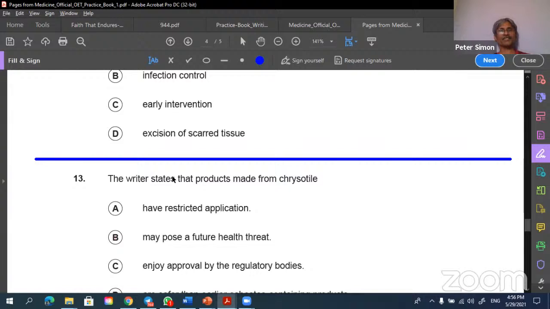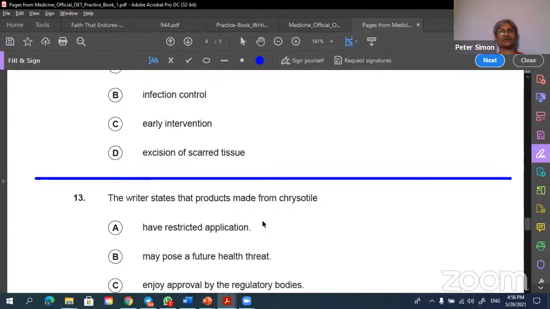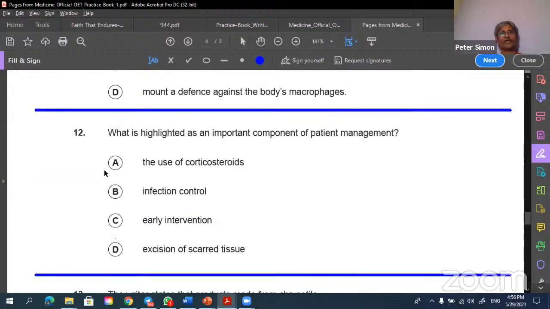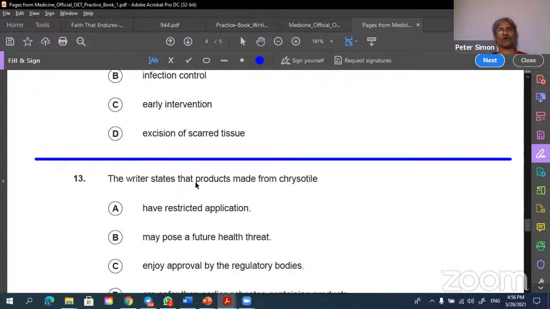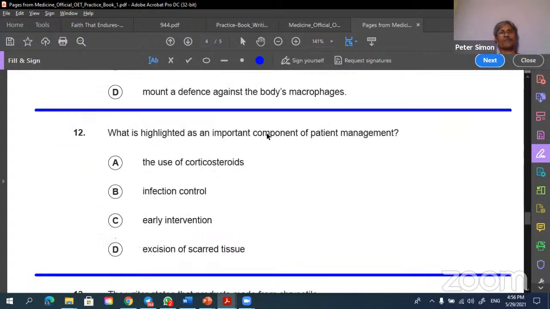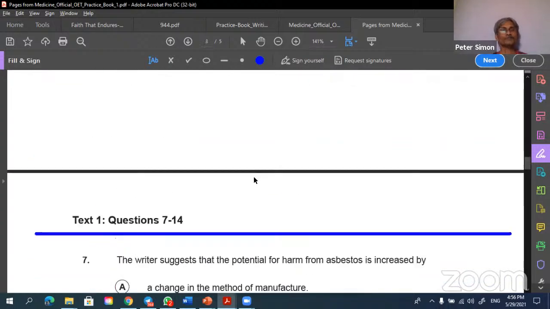Now here the writer states the products made from chrysolite. And what is highlighted as an important component of patient management? So patient management is the option here, and products made from chrysolite is here. So now let us go there and check it out.